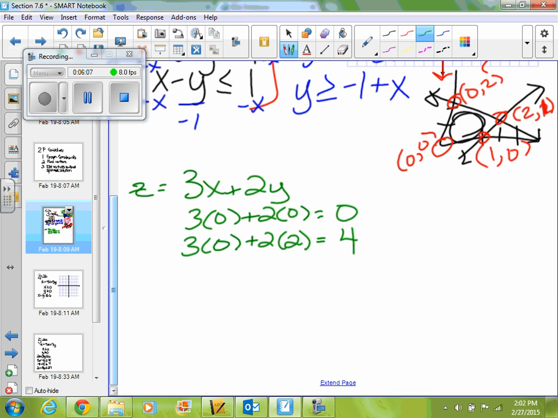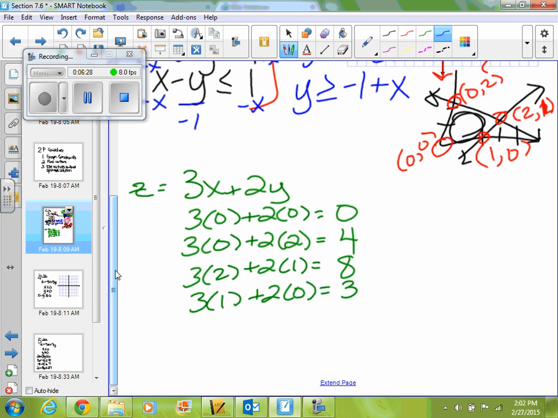If I plug in 2, 1, 3 times 2 plus 2 times 1, I end up with 8. And if I plug in 1, 0, then I end up with 3. And so those identify my minimum and maximum values of my linear function. So I know that my min is at 0, 0 because 0 is my smallest number that I get. And my max is at 2, 1 because 8 is the biggest number that I get.